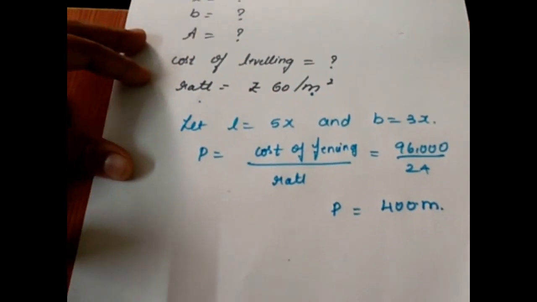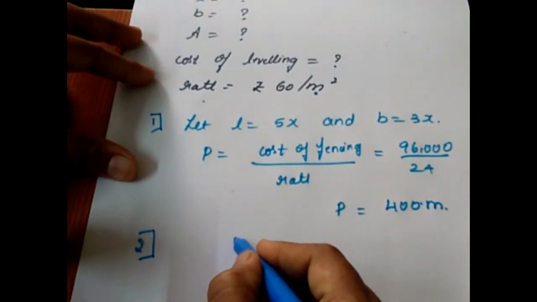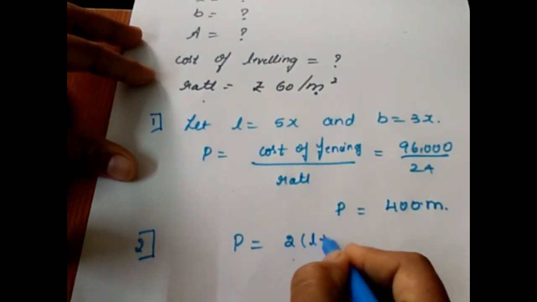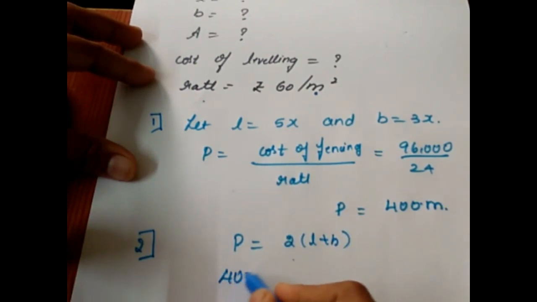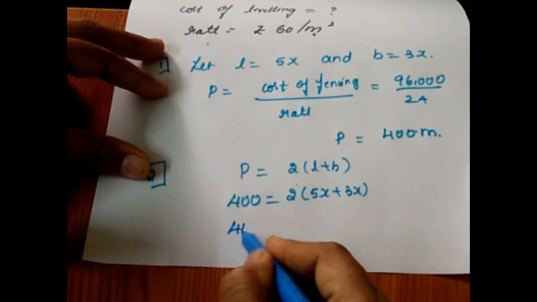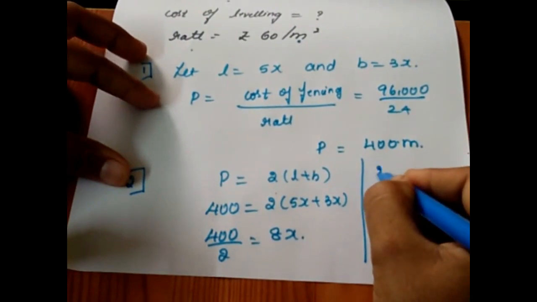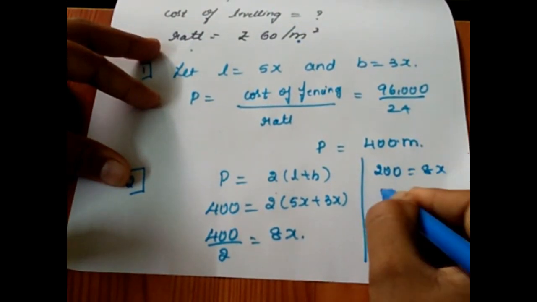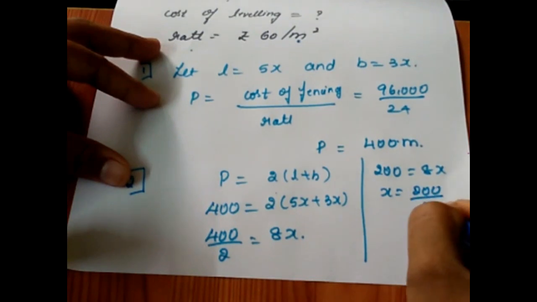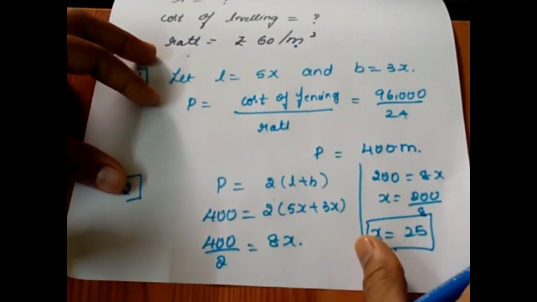Once you know the perimeter, it is easy to calculate the length and breadth. First step is over. Second step, perimeter is 2 into (L plus B). 400 is equal to 2 into (5x plus 3x). So bring this 2 to the other hand side. 400 by 2 is 200, equal to 8x. x is equal to 200 by 8. 8 2s are 16, 40, 8 5s are 40. So the value of x is 25.